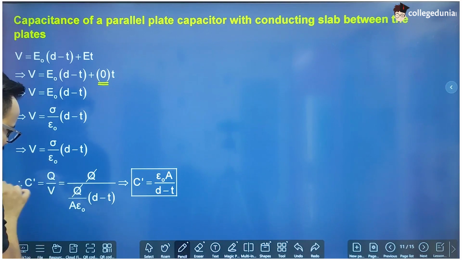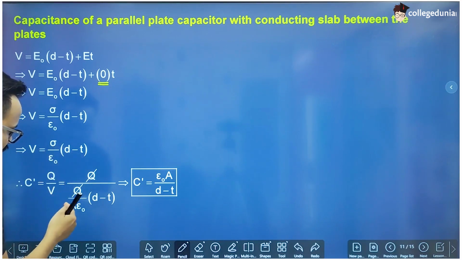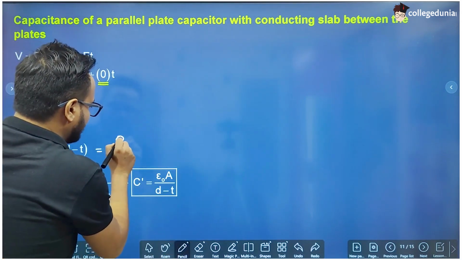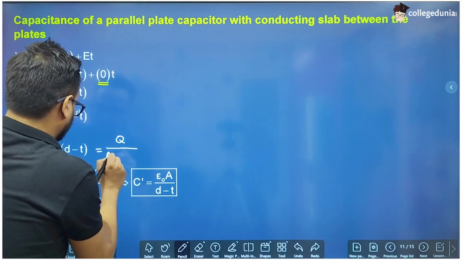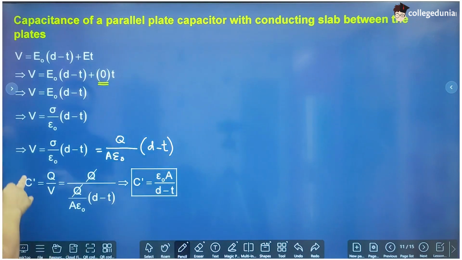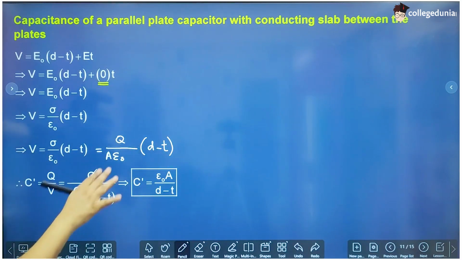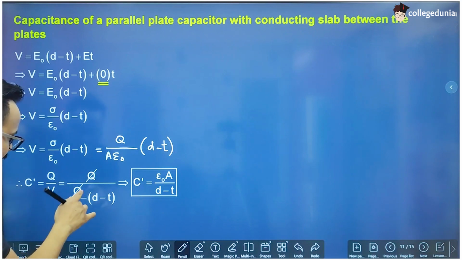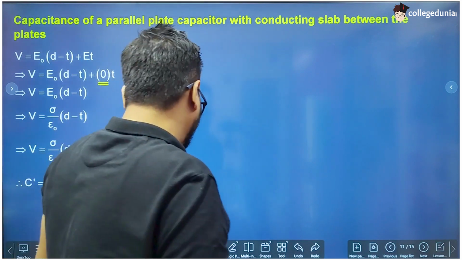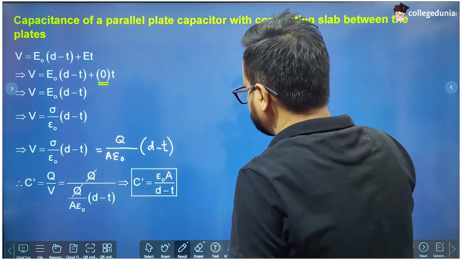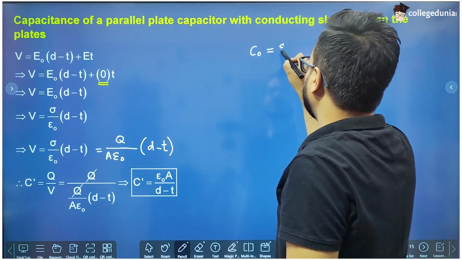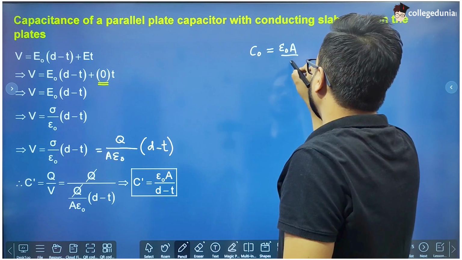C dash is Q by V. So in place of V, let us put, this sigma is Q by A. Now in place of this V, let us put Q by A epsilon naught into D minus T. So Q cancels Q, epsilon naught A will go in the numerator. So it is epsilon naught A by D minus T. And initially the capacity was epsilon naught A by D.